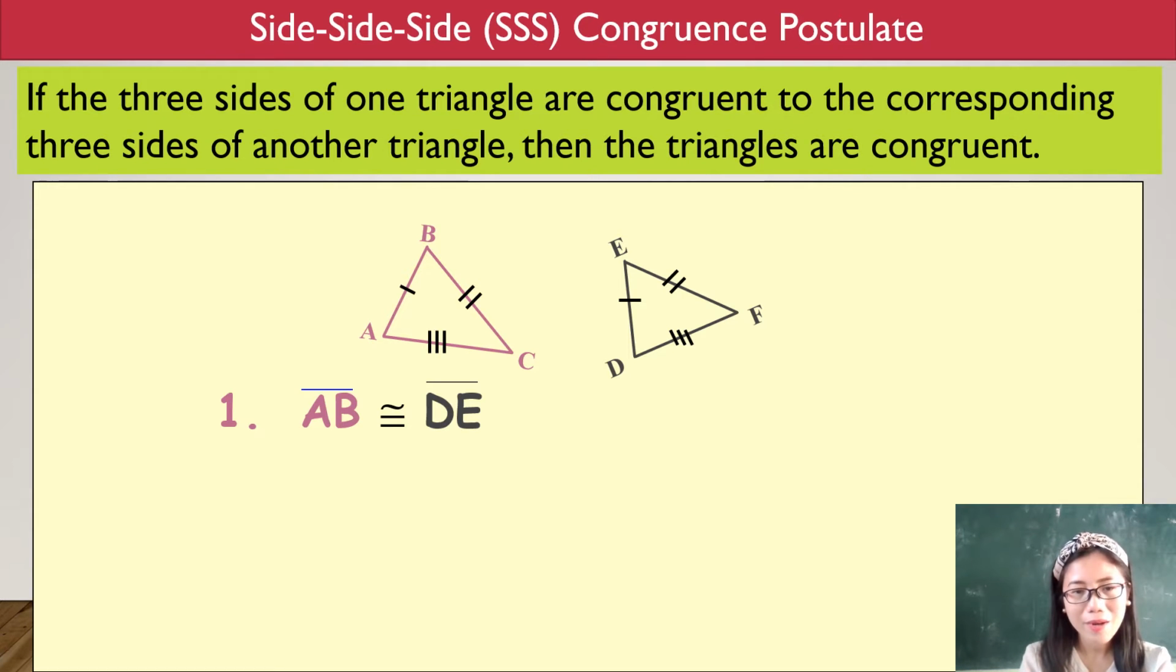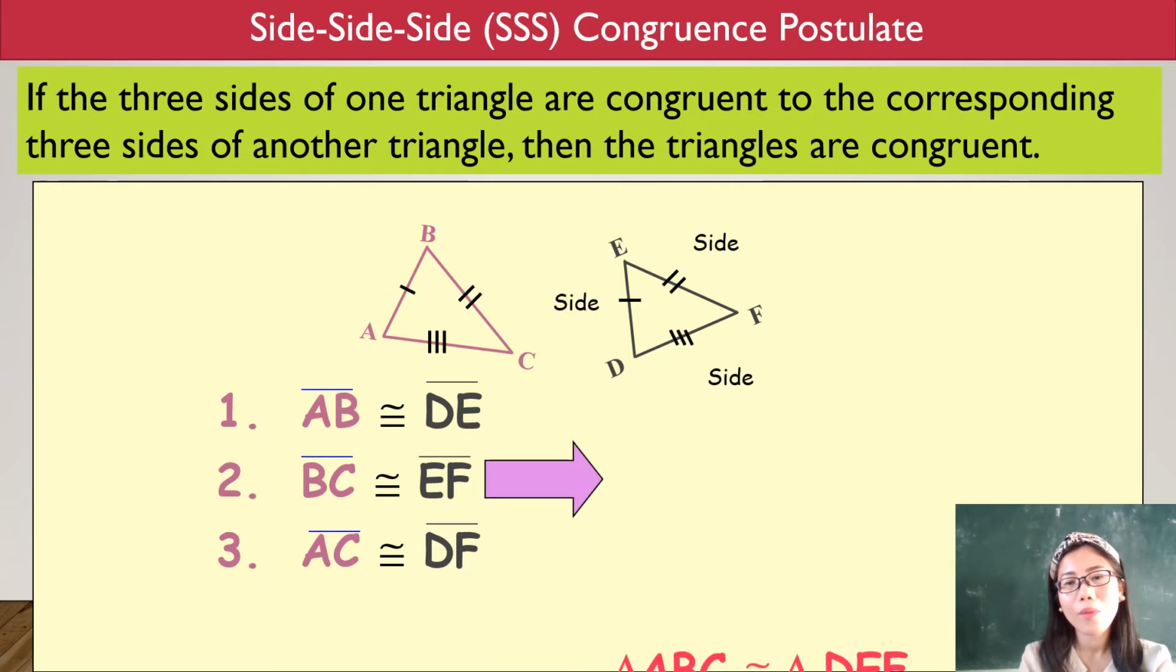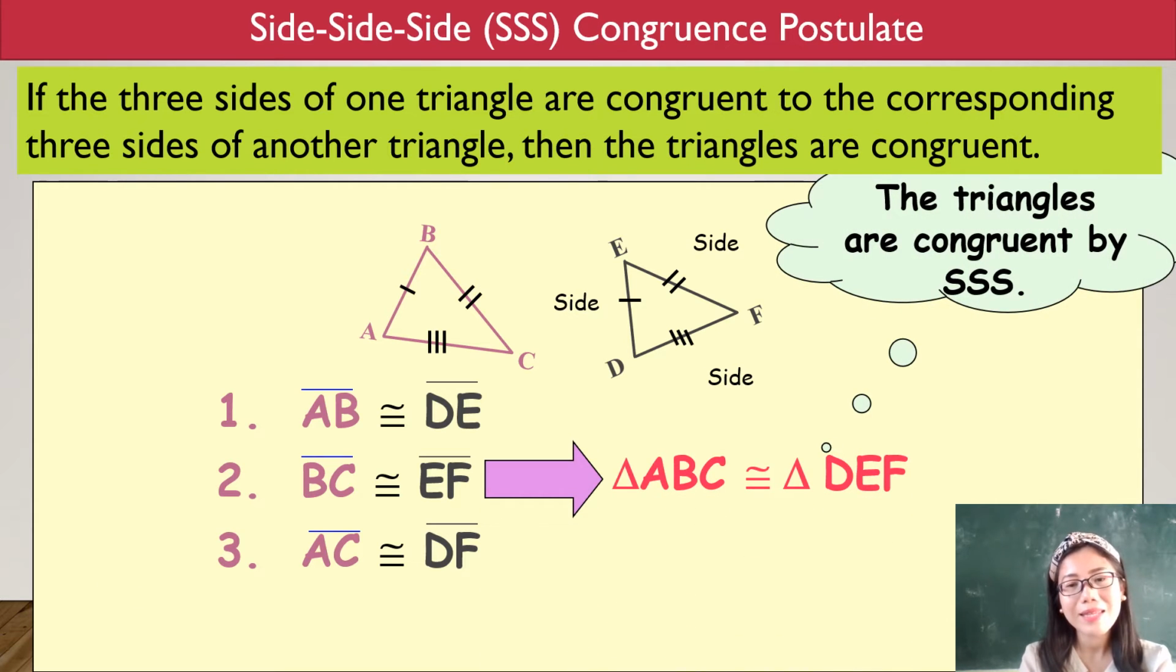So given here, segment AB is congruent to segment DE, segment BC is congruent to segment EF, segment AC is congruent to segment DF. So you have here three corresponding sides that are congruent. So by this SSS Congruence Postulate, we can now say that triangle ABC is congruent to triangle DEF.